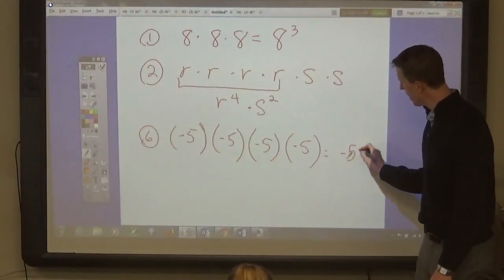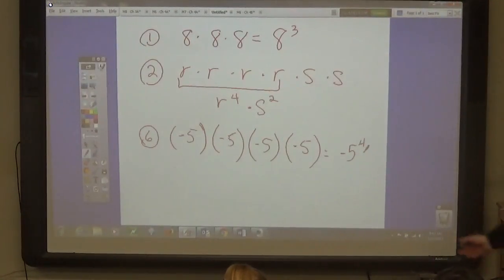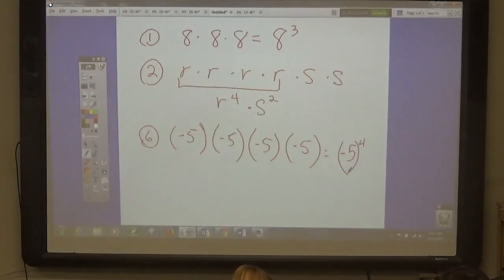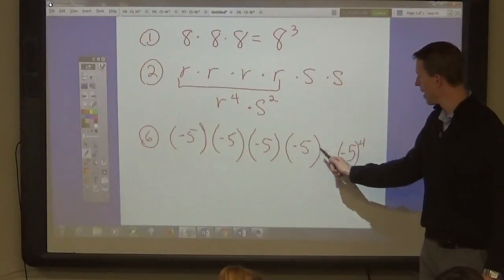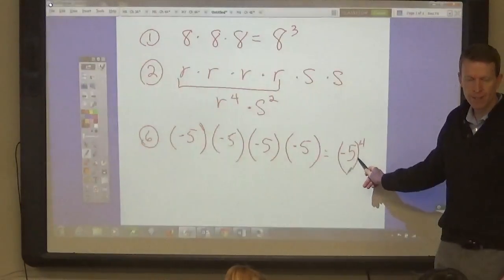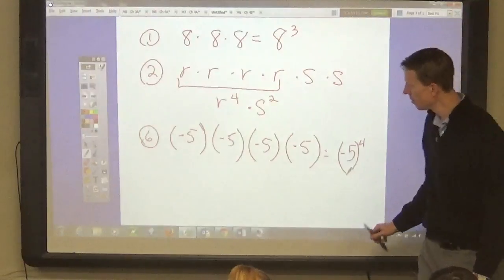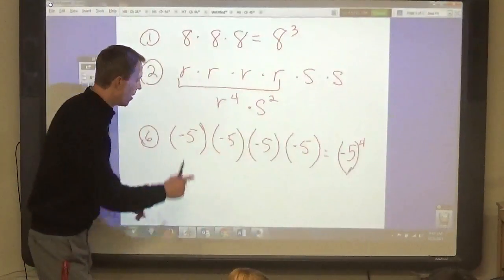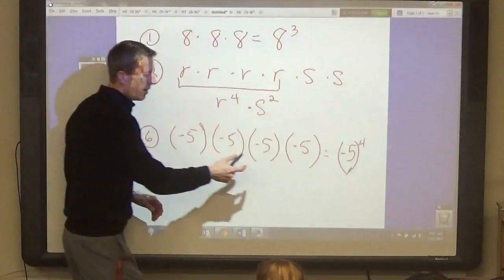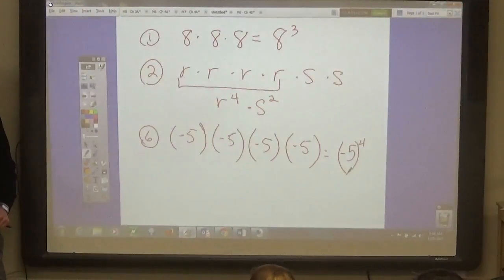Can we write it this way, -5 to the fourth power? That's half parentheses. No. It has to have parentheses around this, like that, okay? So that the -5, the whole thing is being taken to the fourth power, not just the 5. So anytime you have a negative sign with the number, you have to write it with parentheses and the exponent. Okay?